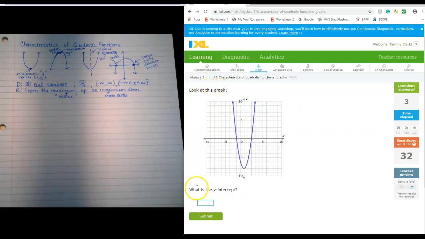Look at this graph. What is the y-intercept? In other words, where does this function go through the y-axis? It goes through the y-axis here at -8.